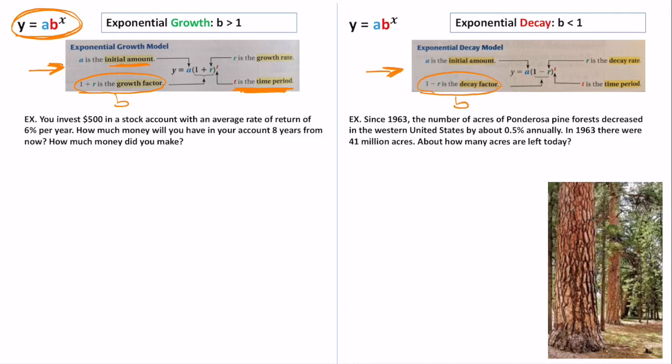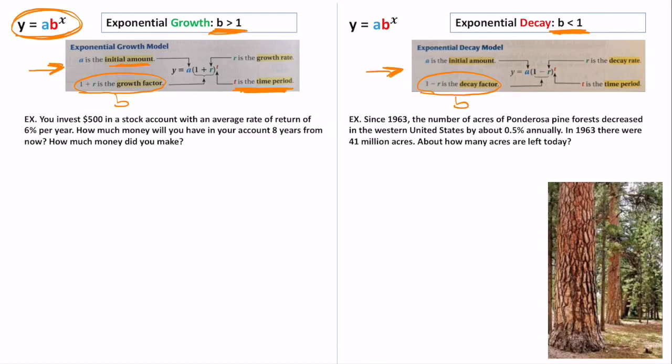And the only other difference is that for exponential growth, remember, we're multiplying by a number bigger than 1. For exponential decay, we're multiplying by a number less than 1. Same idea, and we're just looking at it in a different way, and you'll see how that is.